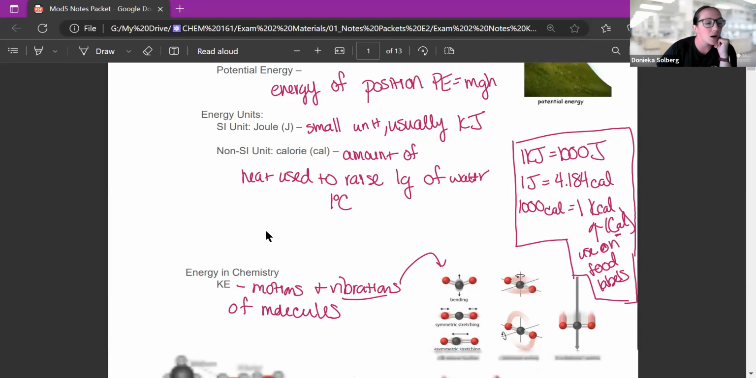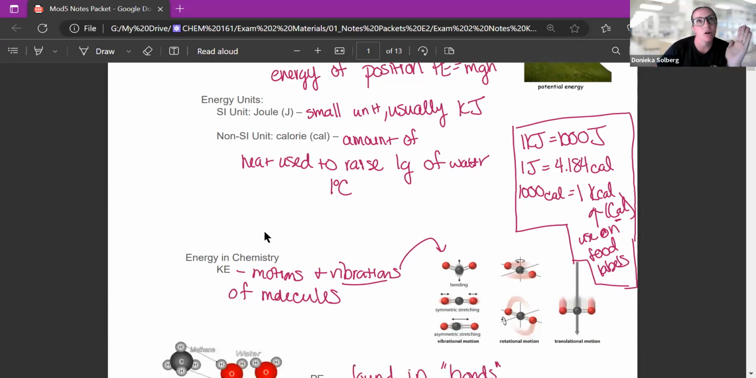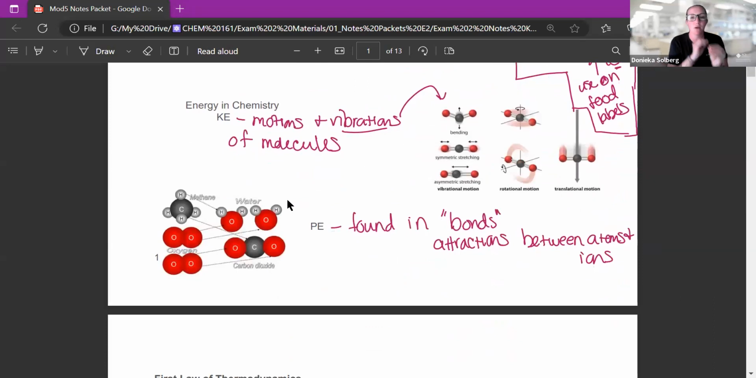So what is the kinetic energy with regard to molecules? I kind of already talked about this, but it's those molecules moving, right? We know they're bouncing all over the place, moving constantly. That is based on their kinetic energy. It has to do with how fast they're moving. Now, molecules also vibrate and have molecular motion, so they don't just move in a straight line. That's part of their kinetic energy. They also bend and stretch.